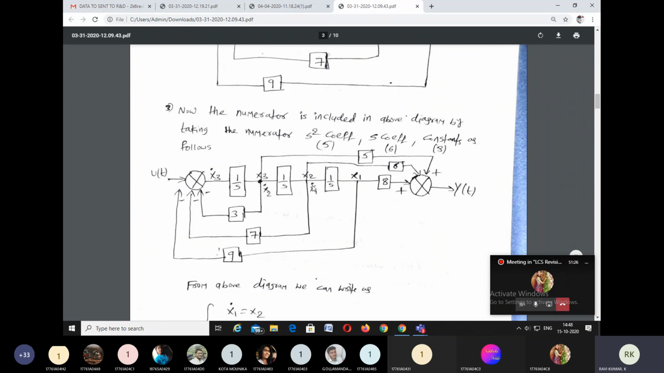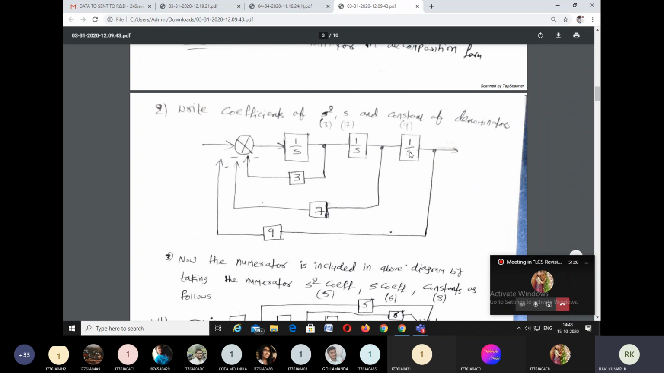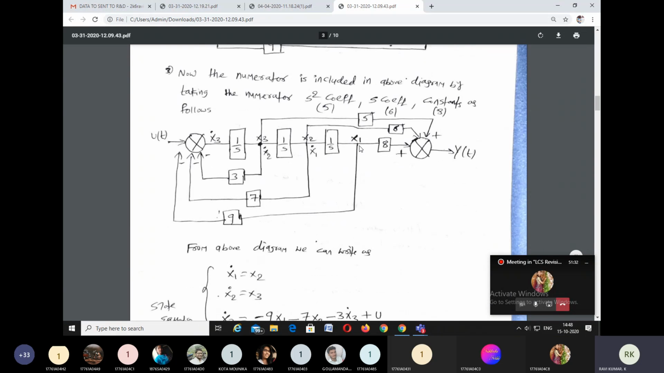So now how am I writing this? To this diagram, at the end, I am taking it as x1. If it is x1, then this is x2. See, 1 by s means integration. If it is x1, integration of x1 is nothing but x1 dash also. Why? Because x1 dot is supplied to the integration, and the output is x1.